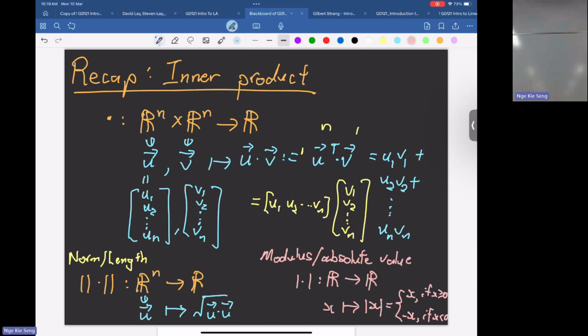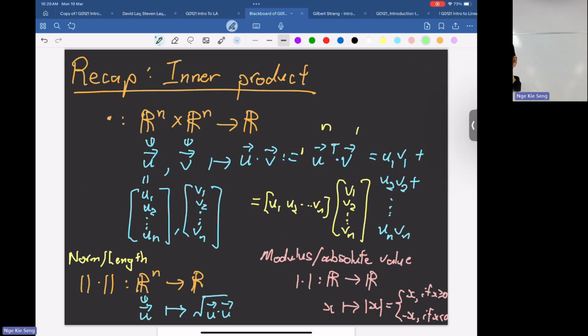But you see that the norm is a generalization of this guy here. So if you take n equal to 1, what do you do here? x times x and then square root. So that's why you always get positive here. So the norm is a generalization of the absolute value that we know, or the modulus.